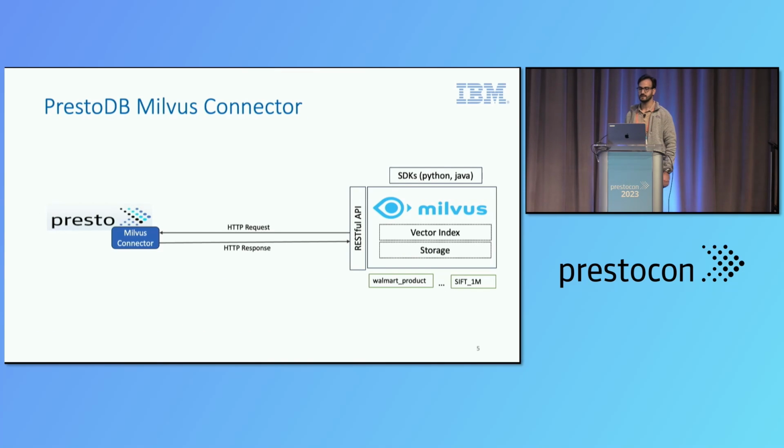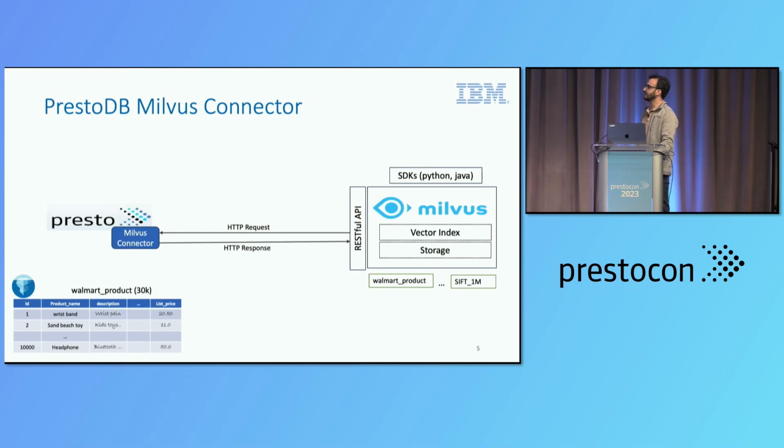Now the point is, how do we connect Presto with Milvus? We have built an HTTP-based Milvus connector, which enables it to run the vector search queries. The query is transformed into an HTTP request and sent to Milvus, and Milvus returns the IDs of the top k similar items.